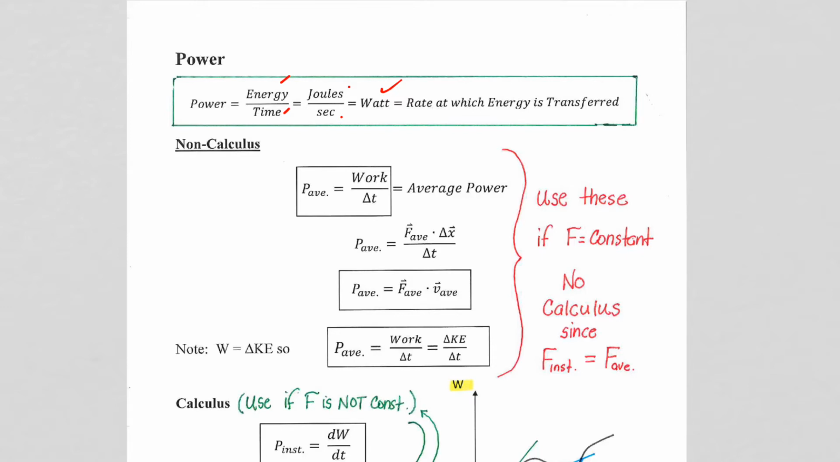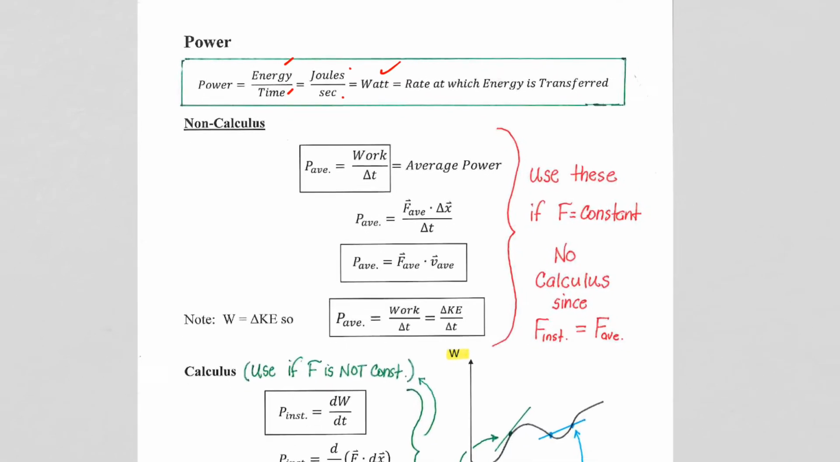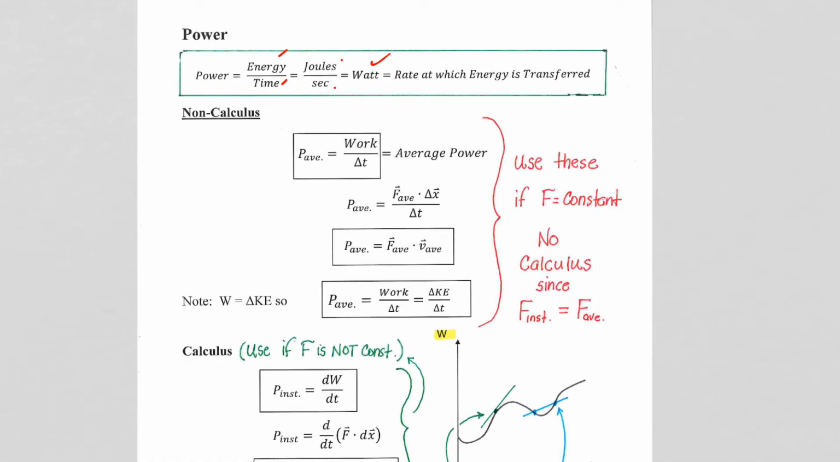So if you have a 60 watt light bulb, you have a 60 joule per second device. Of course, as we will see constantly throughout the rest of the year, we have non-calculus and calculus versions of our equation. First we'll do the non-calculus version of power, and that is always used when the force is constant. We don't need calculus since the instantaneous force will equal the average force. It's a constant force. There's no change in the force.